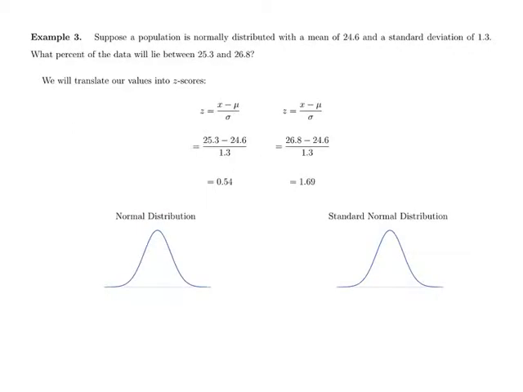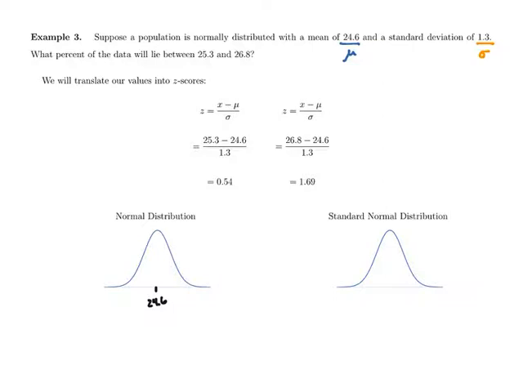All right, so suppose a population is normally distributed with a mean of 24.6, that is mu, and a standard deviation of 1.3, that is sigma. What percent of the data will lie between 25.3 and 26.8? So what we need to do is find how many standard deviations above or below the mean 25.3 and 26.8 are. Note that we know the mean is 24.6. That's going to be the center of our distribution always. We need to find the 25.3, 26.8.